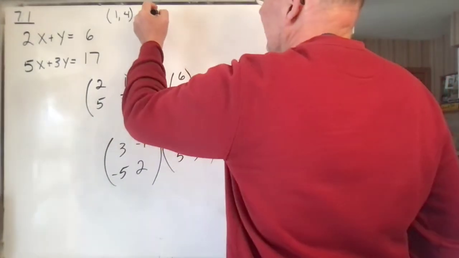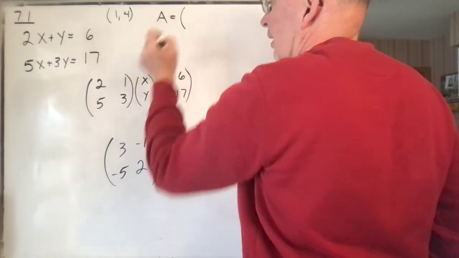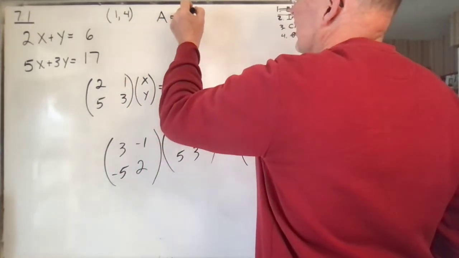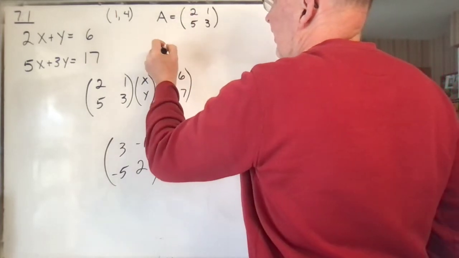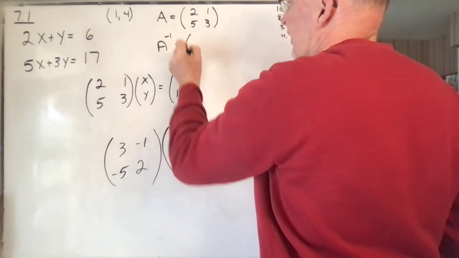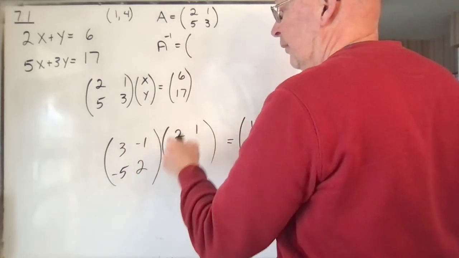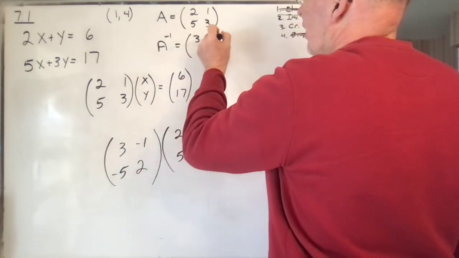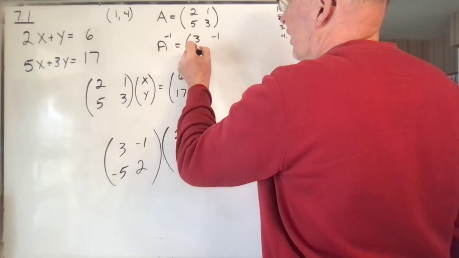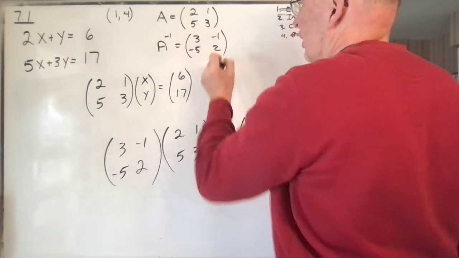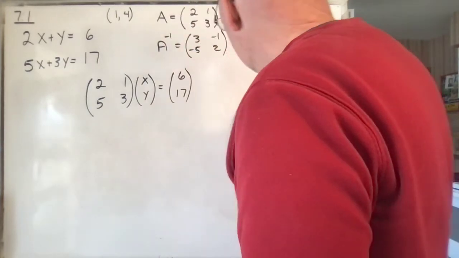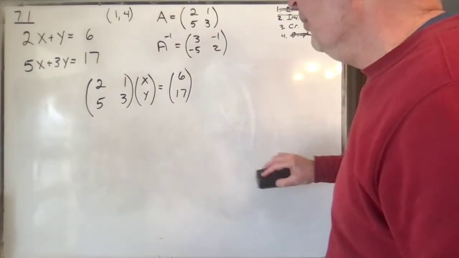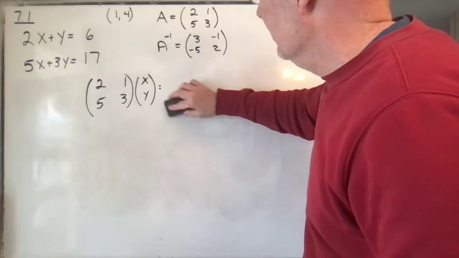If we call this matrix A, 2, 1, 5, 3, then the inverse, we write like that, is going to be 3, negative 1, negative 5, 2. Okay? Now, why is the inverse important? Let me show you.